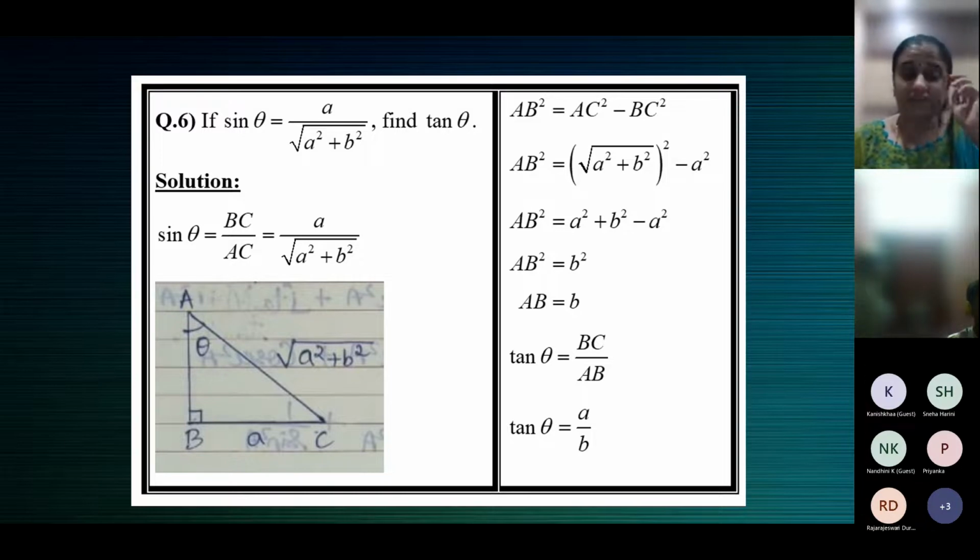I had asked you to complete these six answers in the last class. All of you had taken screenshots of these six answers and you were supposed to complete it by today's class, but most of you haven't. Please finish it today. I've explained all of them.